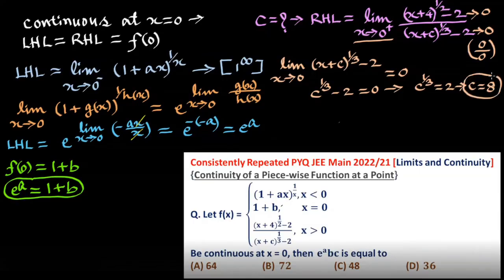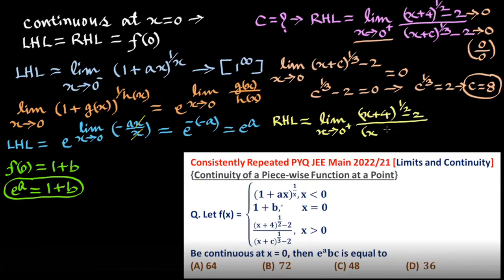Let us circle this. Now we will use c equals 8 in the right hand limit, which will become limit as x tends to 0 positive of ((x + 4)^(1/2) - 2)/((x + 8)^(1/3) - 2), putting 8 in place of c. This is a 0/0 indeterminate form.